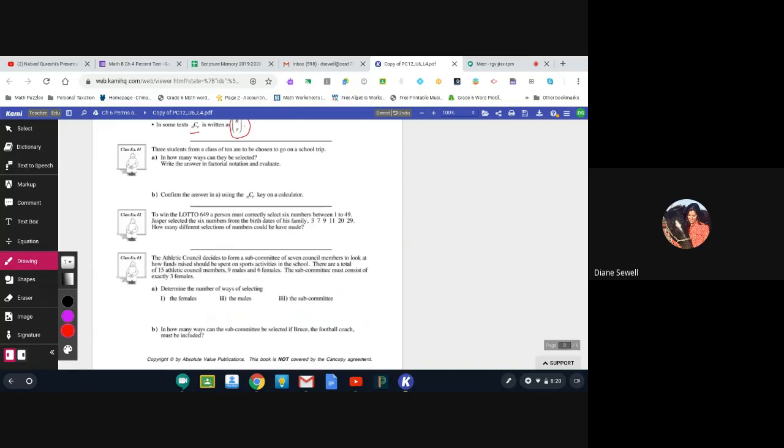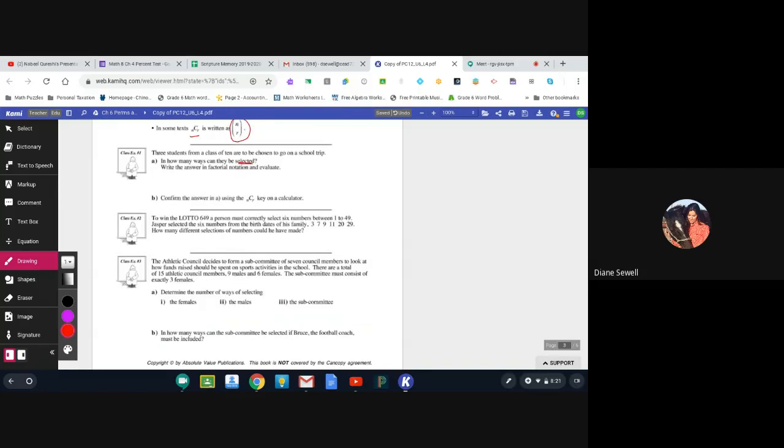Okay, 3 students from a class of 10 are chosen to go on a school trip. In how many ways can they be selected? There's that word that implies you do combinations because we don't care which arrangement they're in. Write the answer in factorial notation and evaluate. So we're going to say, okay, I have 10 kids. I need to choose 3 of them. That becomes this. And it's 10 minus 3 factorial and then 3 factorial.